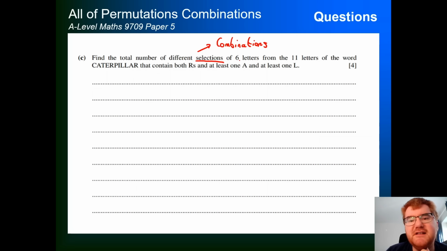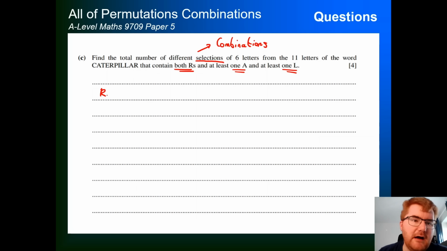So, selections of 6 letters from the 11 letters of the word caterpillar that contains both R's and at least one A and at least one L. So what we're going to do is write down all the selections possible, following those, thinking about the R's, the A's and the L's, and the other letters then we'll deal with later on. So let's write down all the different situations.